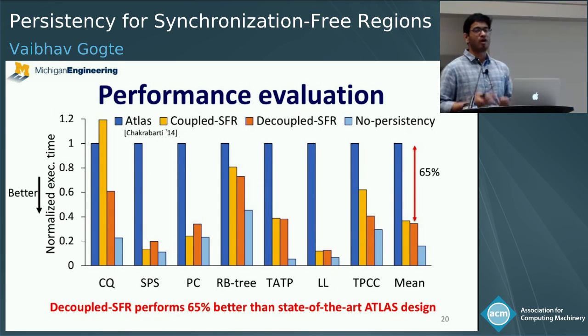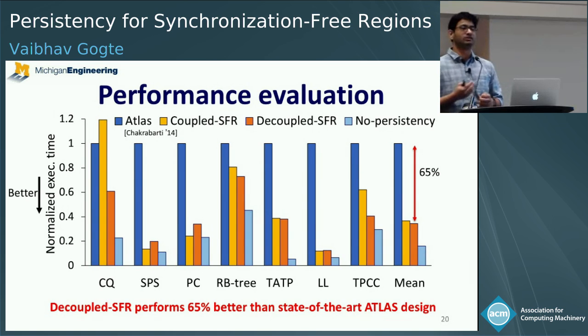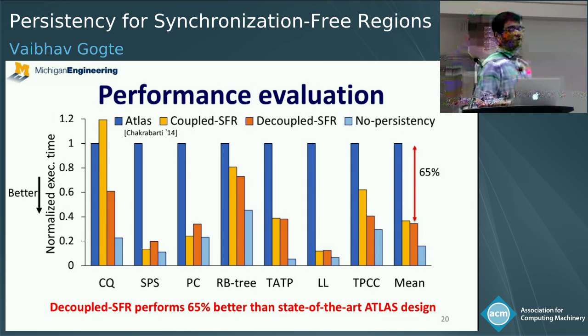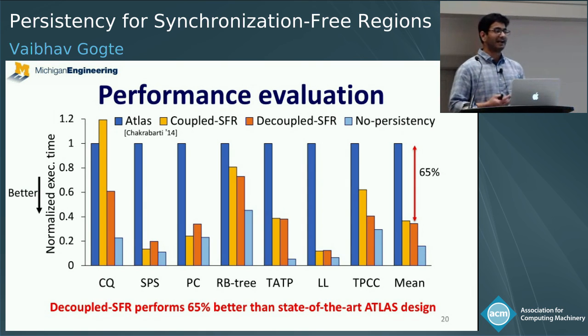Atlas needs to perform complex tracking of dependencies across logs between different threads, which both our coupled SFR and decoupled SFR implementations do not need to perform. And this is because of the property of the serializability of SFRs. Second, both coupled SFR and decoupled SFR can perform distributed commit operations that Atlas cannot perform.